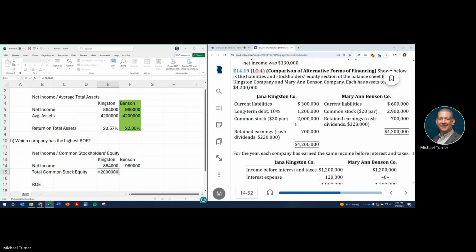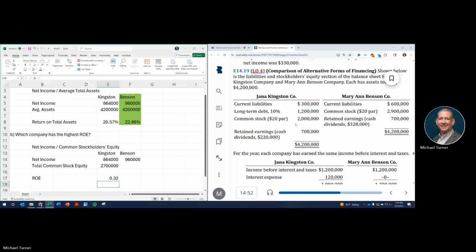Plus they have $700,000 of retained earnings. So they have $2.7 million of total common stock equity. So their return on this common stock equity: these investors have invested and left invested as retained earnings $2.7 million, and that has earned $864,000 of net income. So that ratio of net income divided by total common stockholders' equity is about 32%.